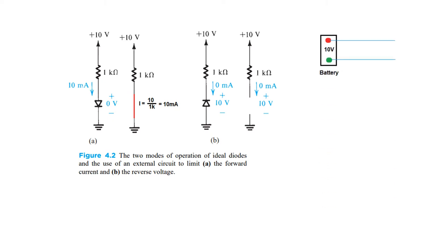And some students have a confusion: how come this voltage will be 10 volts? So let me just give you an example. Let's say you have a car battery or a normal 10 volt battery, and if you take two wires, no matter how far you go, the voltage if you measure will be 10 volt.